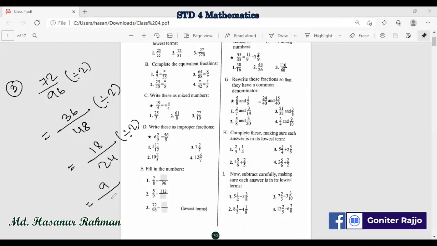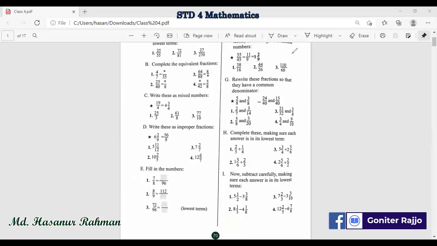And 24 by 2, that will be 12. And we can divide this one by 3 again. Then it will be 9 by 3, that is 3, and 12 by 3, that is 4. So 3 by 4 will be our answer. We can solve this problem in another way that is already shown at number 8.